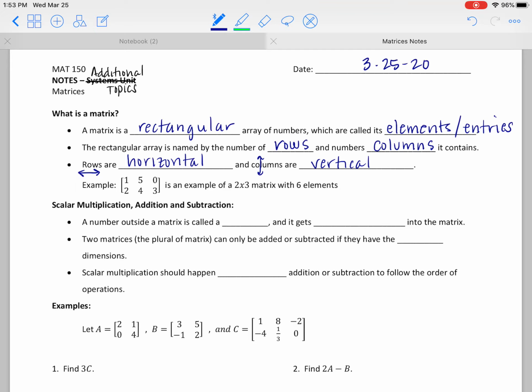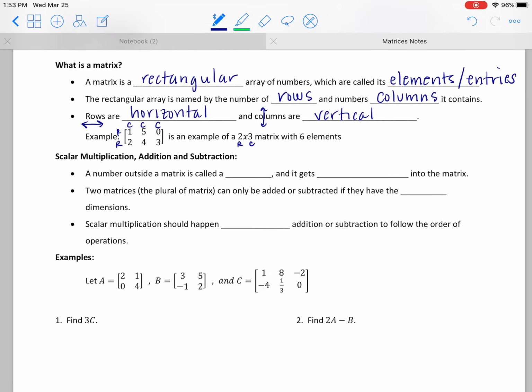Okay, so when we're looking at the first example there, that is an example of a matrix. It's got 6 entries or 6 elements, and we would call it a 2 by 3 matrix because it has a row here and a row here. It's got 2 rows and then 3 columns, a column here, and a column here. So a 2 by 3 matrix because it has 2 rows followed by 3 columns.